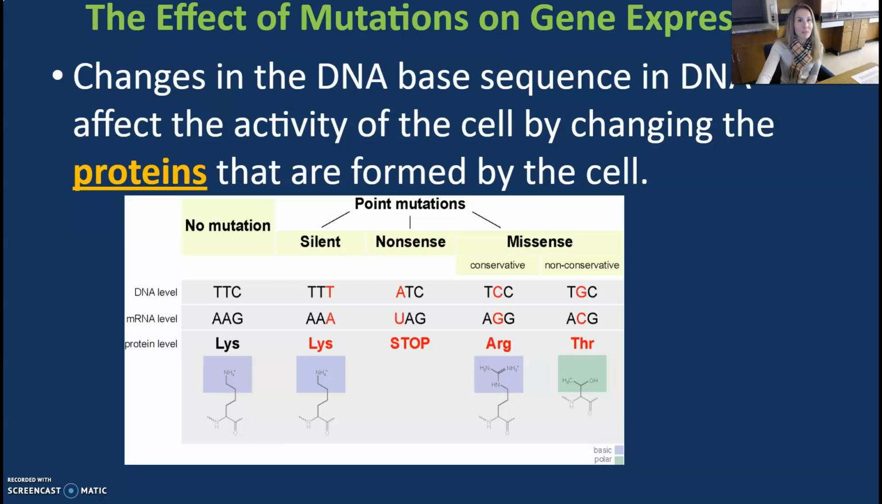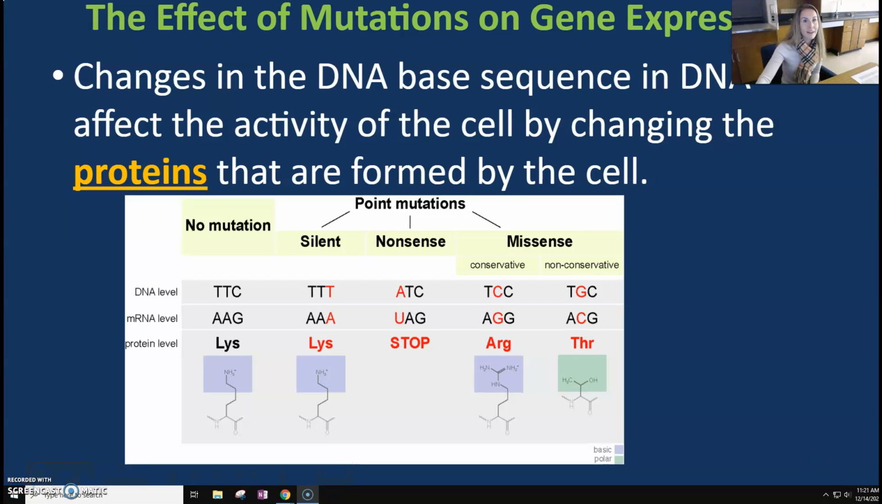Nonsense means that we go from coding for a protein that has a function to a stop codon, which stops the copying of that gene. And missense, we have conservative and non-conservative. Therefore, we're going to see a mistake in the DNA, in which the wrong amino acid is incorporated into a protein, so made into a protein.